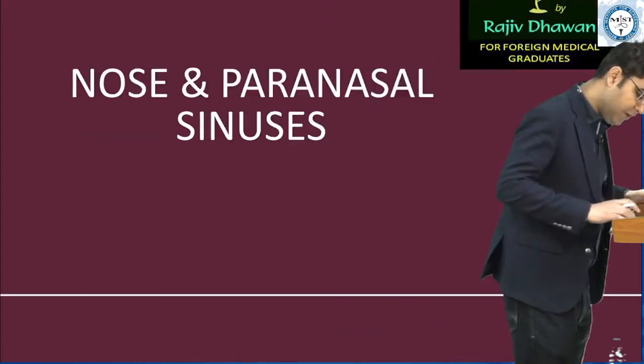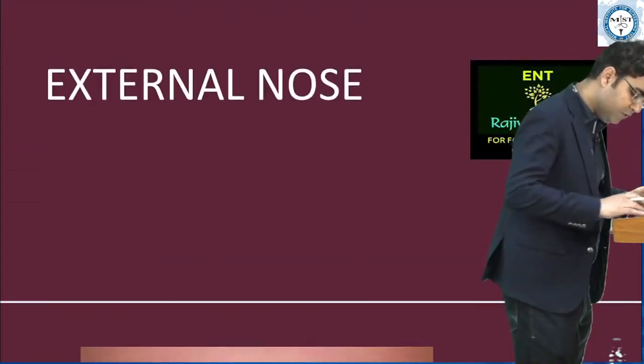The first topic is external nose, beta. Now, external nose is made of 4 paired structures. Everybody, external nose is made of 4 paired structures. But first understand, then we'll see the notes, beta.